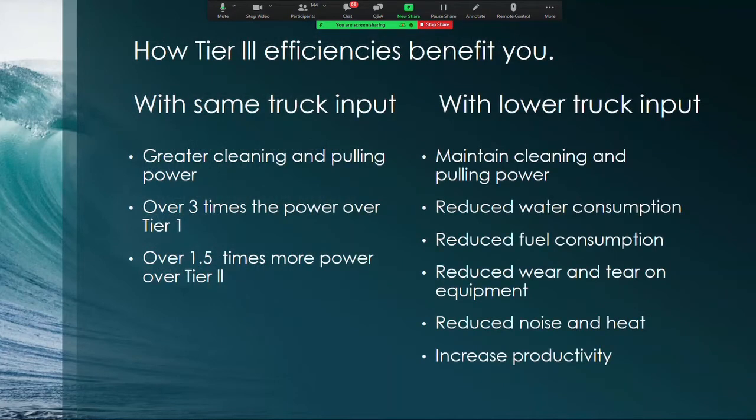Keep these numbers in mind, because remember where I showed earlier where the 50 gallon a minute matched the 80 in a Tier 2, and the 35 gallon a minute in high efficiency matched the Tier 2 and actually matched as well the Tier 3 at 80 gallons. By doing that and turning down the demand from the truck or the input into the nozzle, I can maintain that level of cleaning and pulling power I was satisfied with. I can reduce my water consumption dramatically. Water consumption goes down, fuel consumption goes down.